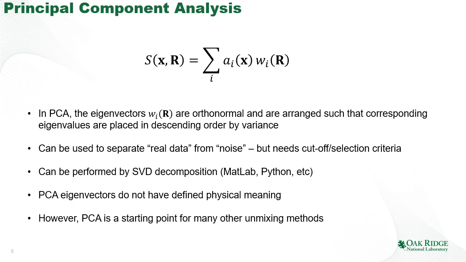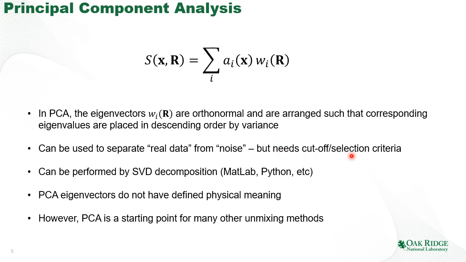In other words, the first components would be statistically more important, the second component would be less important, and sooner or later you will run out of components that matter. You would be in the pure noise space. Therefore, PCA can be used to separate the real data from noise.